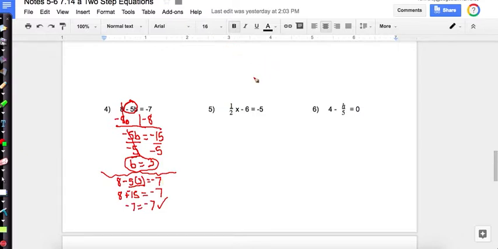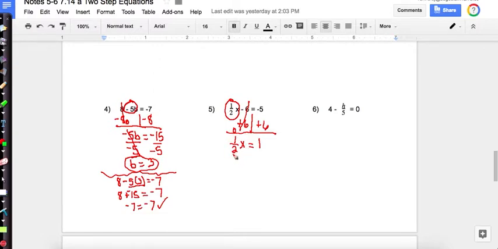Example number 5 says 1/2 x minus 6 equals 5. Circle the variable and what's attached. Draw your T. We want to cancel out the chips first. What's the opposite of subtracting 6? Good, adding 6. What happens to the 6's? Slash them. They cancel and equal 0. Bring down your variable, so 1/2 x equals, what's negative 5 plus 6? Good, 1.